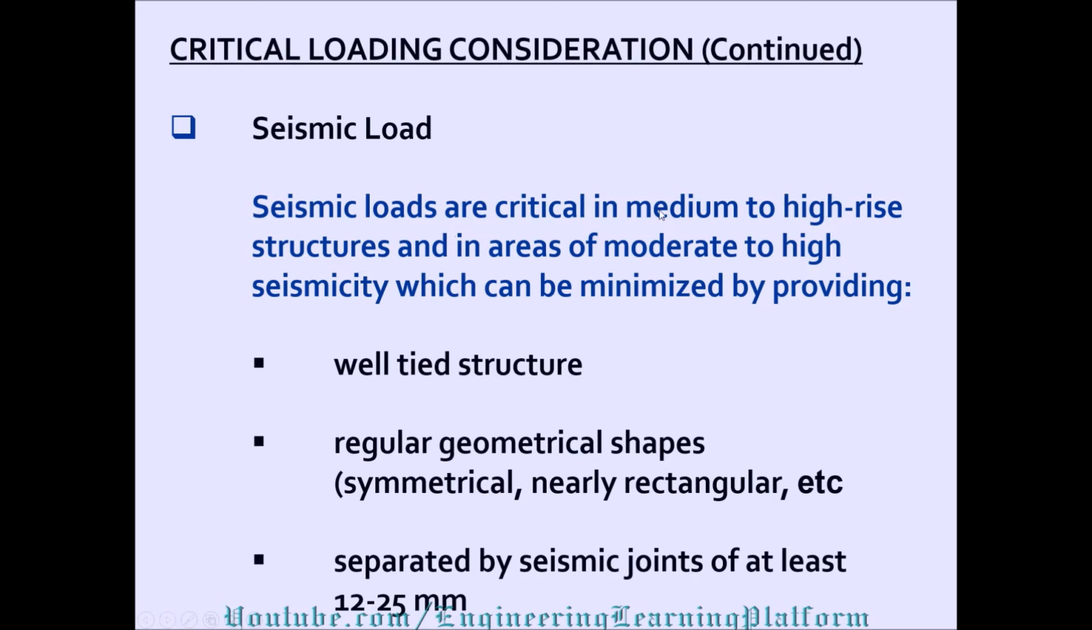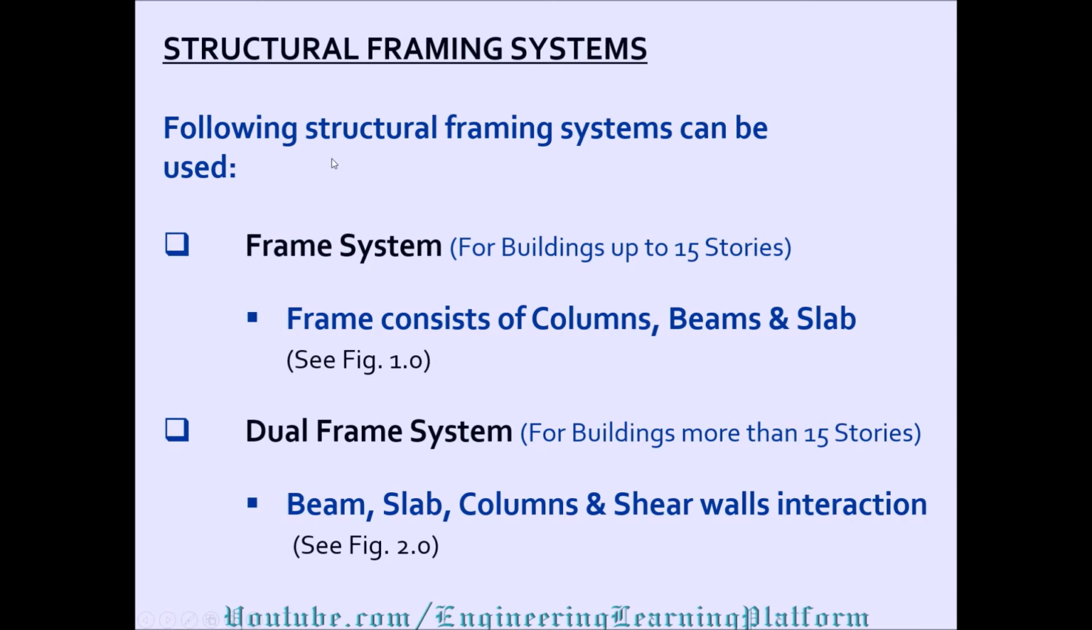Seismic loads are critical in medium to high-rise structures and in areas of moderate to high seismicity, which can be minimized by providing a well-tied structure, or you can say a braced structure, or different kinds of structural systems utilized in tall structures. Regular geometrical shape, symmetrical, nearly rectangular, etc. Separated by seismic joints of at least 12 to 25 millimeters.